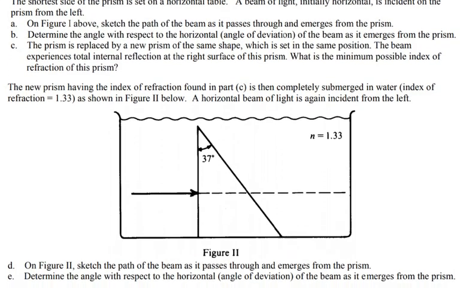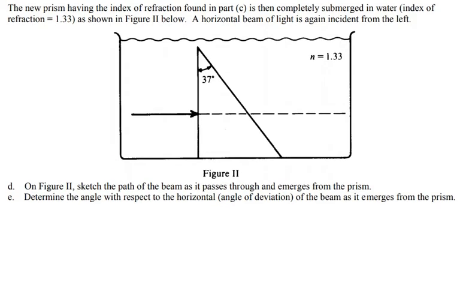For the next question, let's see what's here. They say that the new prism having the index of refraction found in part C, which is 1.66, is then completely submerged in water. The index of refraction of the water is given as 1.33 and shown in the picture. Now, the horizontal beam of light is again incident from the left side of the prism. So on figure 2, sketch the path of the beam as it passes through and emerges from the prism.